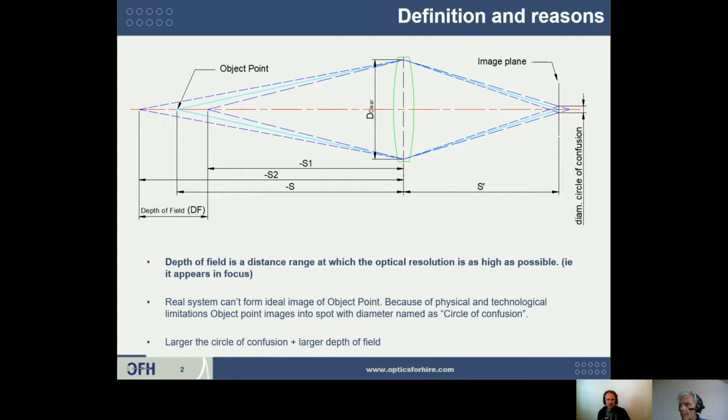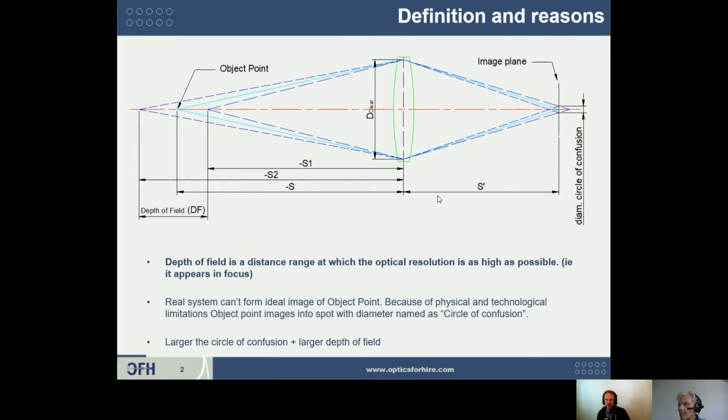So Vasily, on this first slide, you're introducing a concept called the circle of confusion. And on the left here, you have your object that you're looking at. Here is the image plane where an eye would be, or an image sensor. And you have these different areas called out, the depth of field and S. And so what are these different distances?